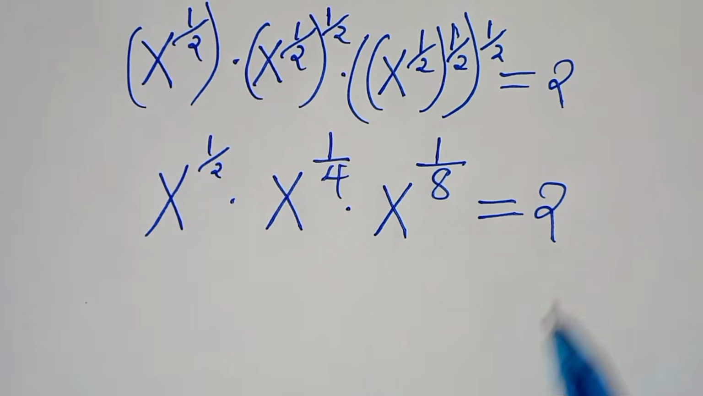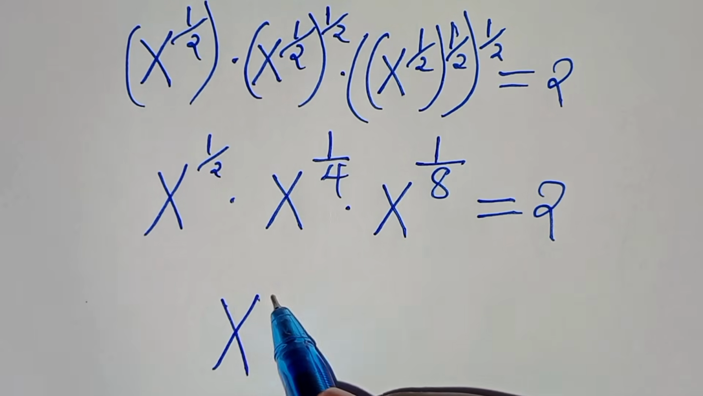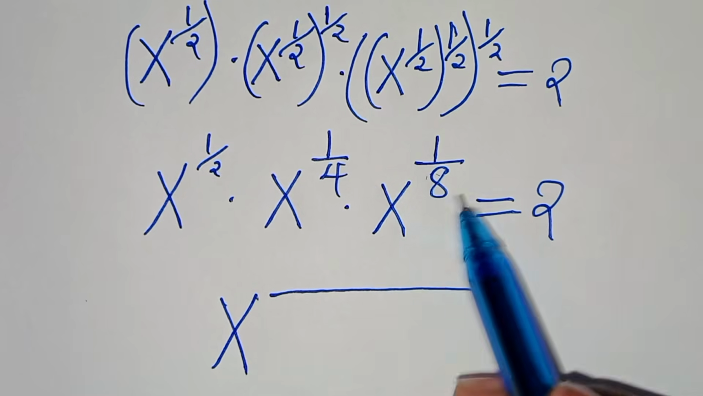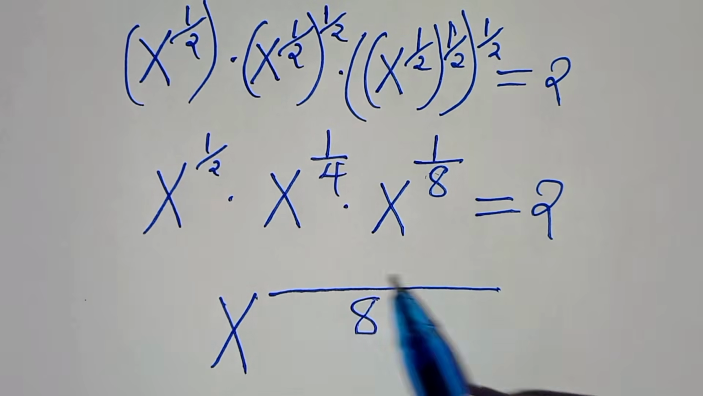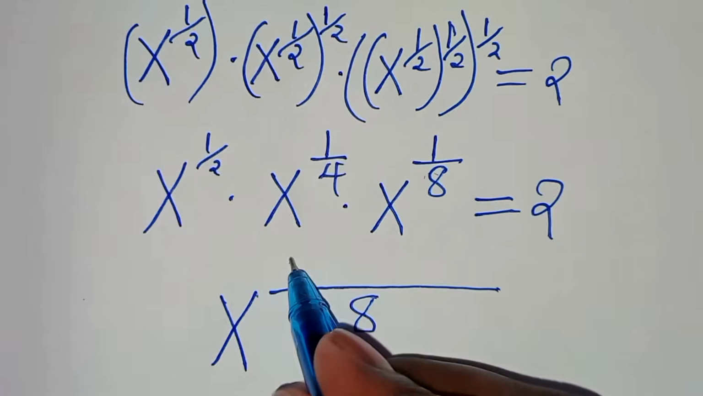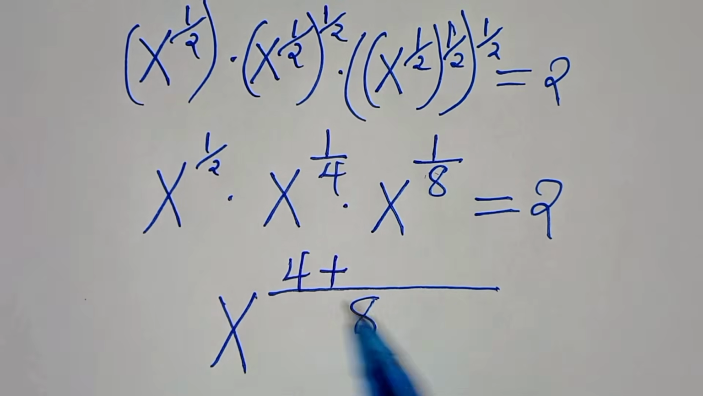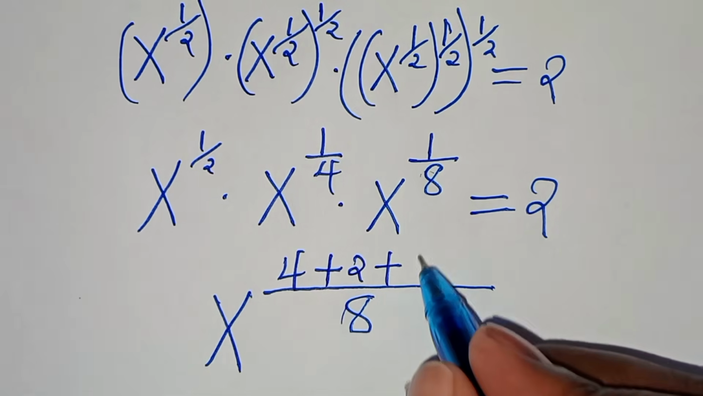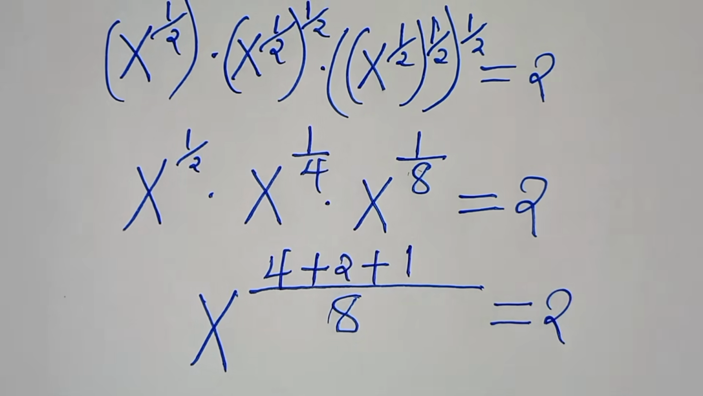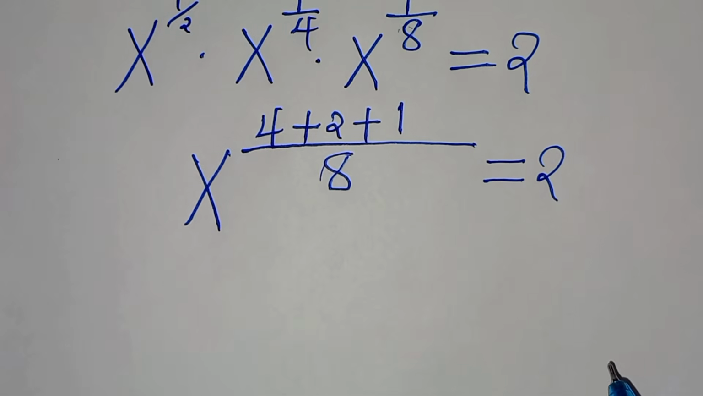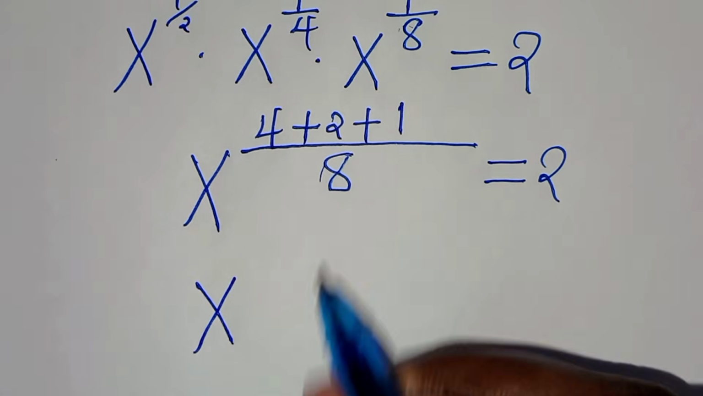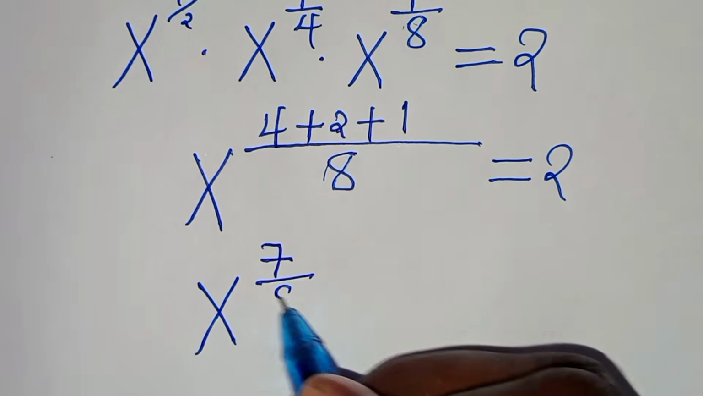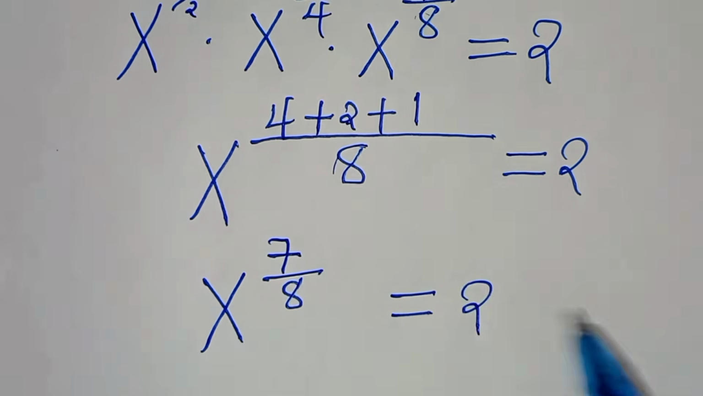The next step is that we have x raised to the power of, now we have the LCM here. The LCM of 2, 4, 8 is equal to 8. 8 divided by 2 is 4, times 1, which is 4, plus 8 divided by 4, this is 2, times 1, this is 2, then plus 8 divided by 8 is 1, times 1, this is 1, equal to 2. The next step is that we have x raised to the power of 4 plus 2, this is 6, plus 1, this is 7 over 8, and this is equal to 2.